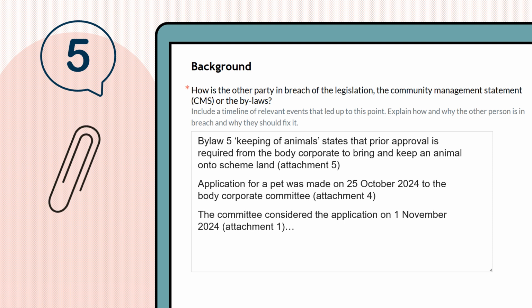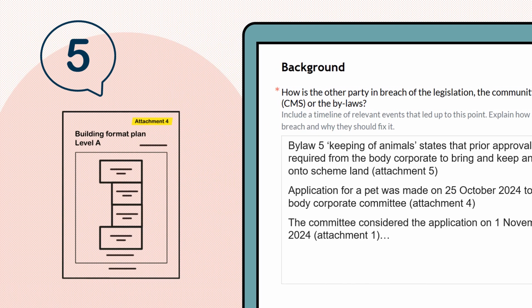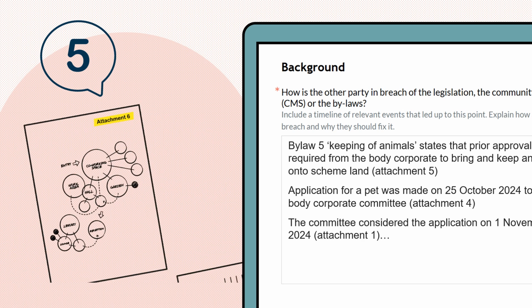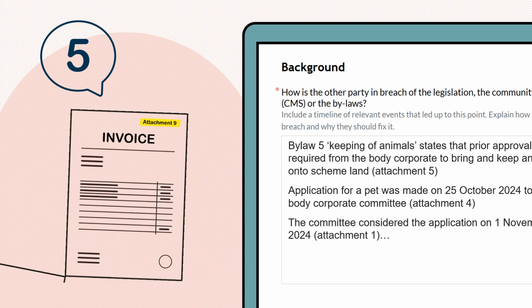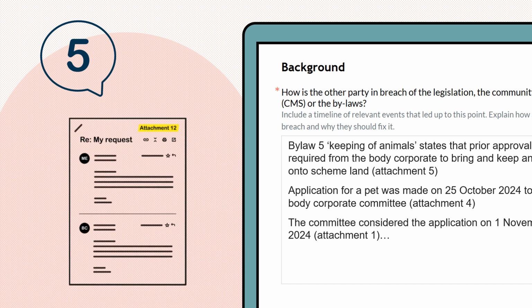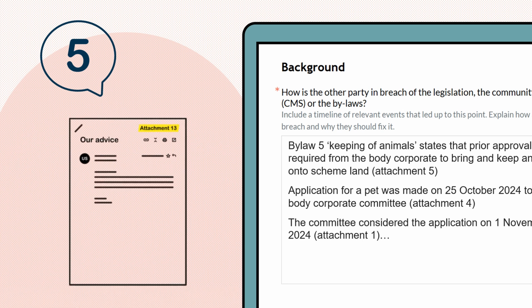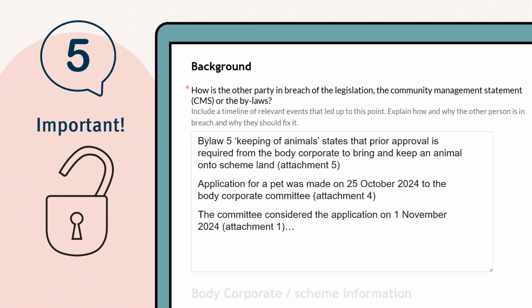Attach any documents that support the reasons for the outcomes you are seeking, and any history. Some examples of evidence might include building, lot, or common property plans identifying issues or areas in dispute, photos, diagrams, quotes, specialist reports, invoices, and emails between you and the other party or any professional advice you have received. Do not include information you wish to keep private, as your application will be shared with the respondent, which may include all the owners in the scheme.